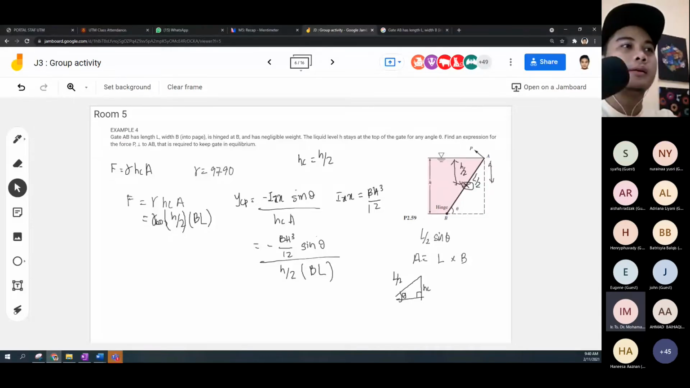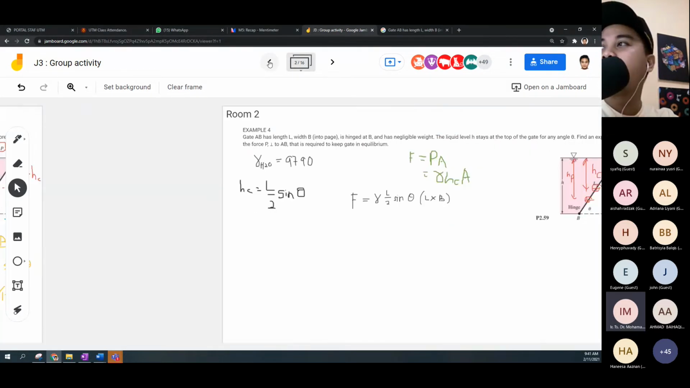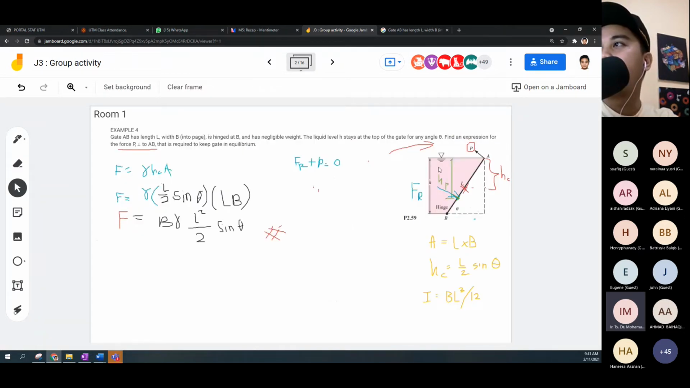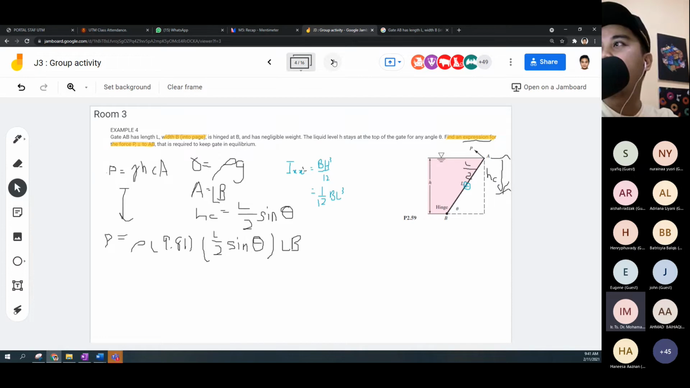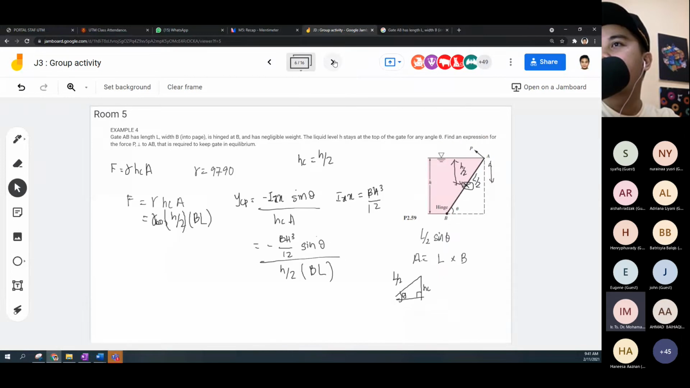Let me share the screen. What I can say, room number one is incomplete, but a good free body diagram. You assigned the FR. As well, room number two and three, good, you used the equation. Room four, okay, you have the equation here, centroid. Room 5, I think this is almost complete.